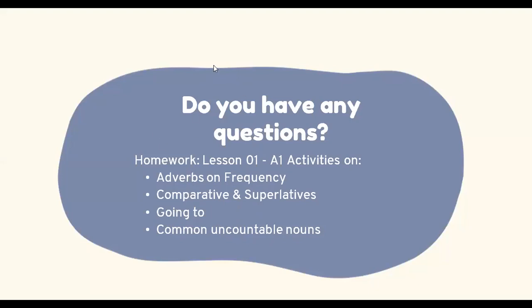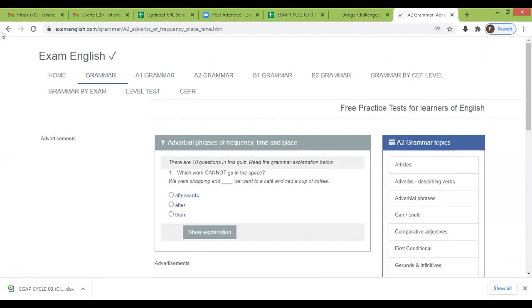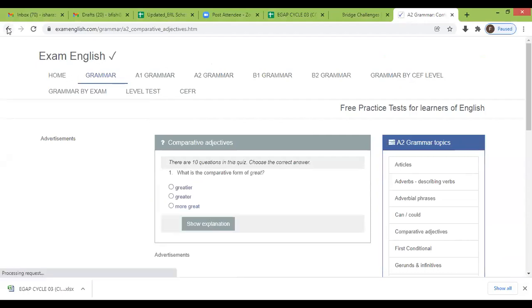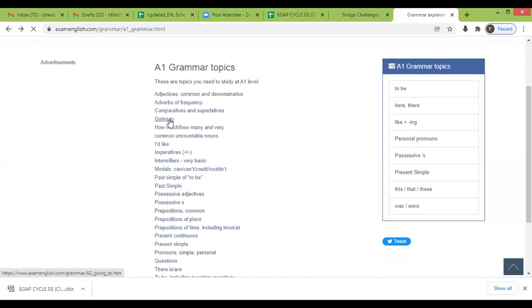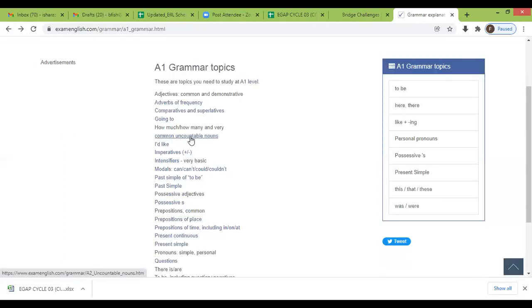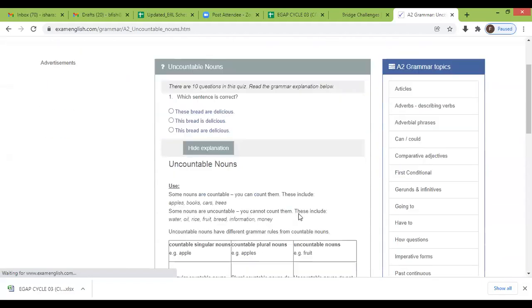So if you go one by one and check, now let's go back to that page again. Right here, can you see the screen? It changed. Yes, madam. Yeah, it's adverbs of frequency, right? So this, then superlative, comparative, right? Very interesting, right? You will enjoy doing these activities. Then going to, right? This grammar, and then uncountable nouns. This is about everyday words.